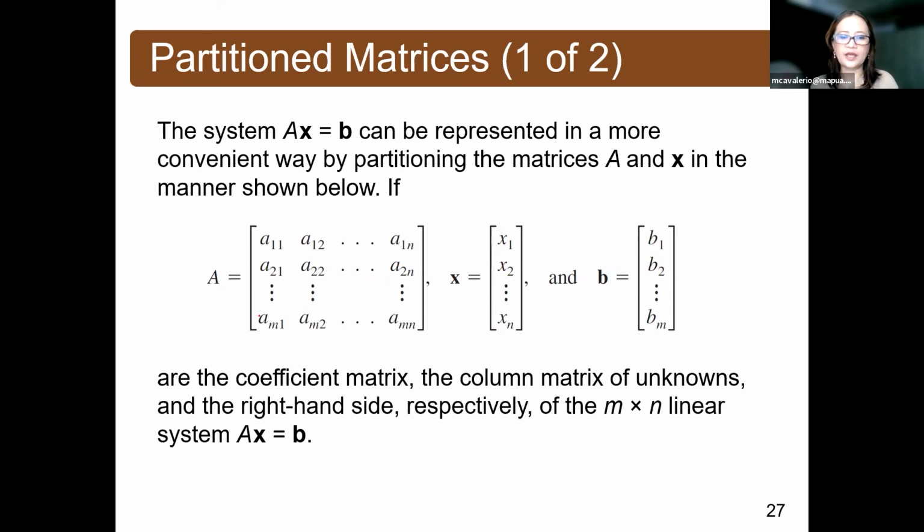So if A, X, and B are the coefficient matrix, the column matrix of unknowns, and the right-hand side respectively of the m by n linear system AX equals B, these are just the partitioned matrices.